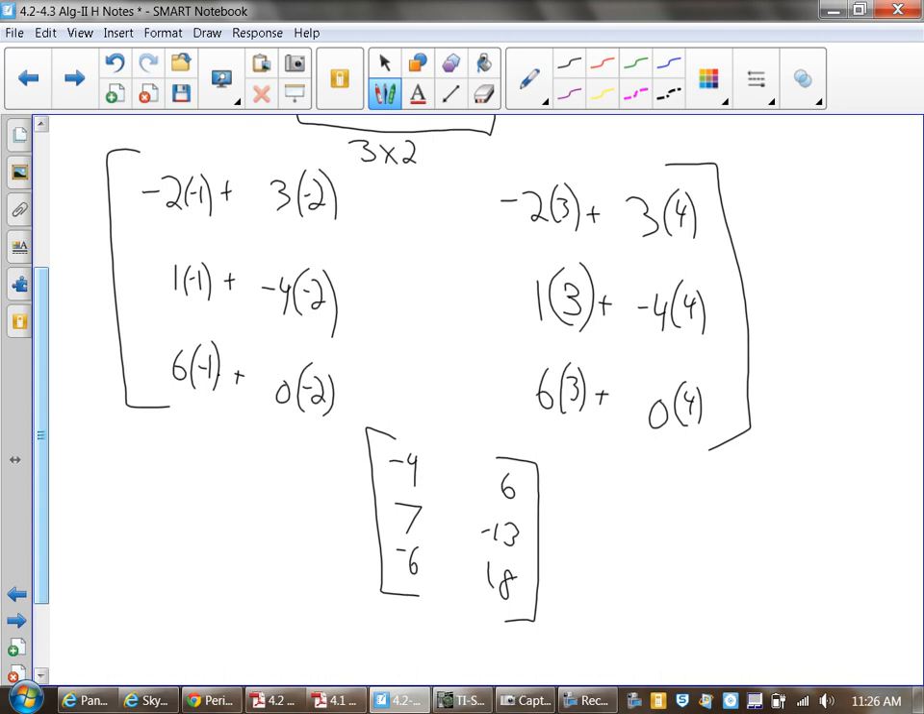So when you're setting up multiplication, the biggest thing that I can tell you is watch your dimensions and just make sure you're recopying things down correctly. It's not that the arithmetic here is going to be all that difficult. What's going to be difficult is forgetting where you are within the problem.